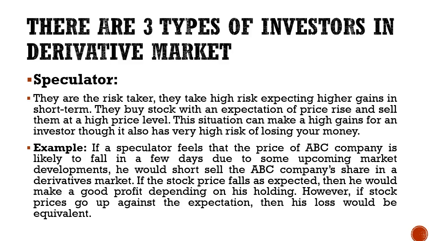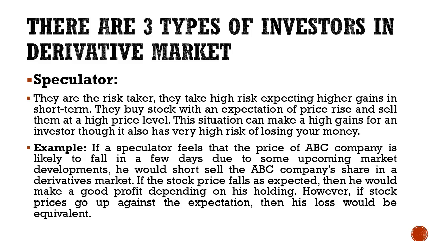For example, if a speculator feels that the price of ABC company is likely to fall in a few days due to some upcoming market developments, he would short sell the ABC company share in the derivative market. Now, if the stock price falls as expected, then he would make a good profit, depending upon how much holding he has. However, if the stock price goes up against the expectation, then his loss would be equivalent.